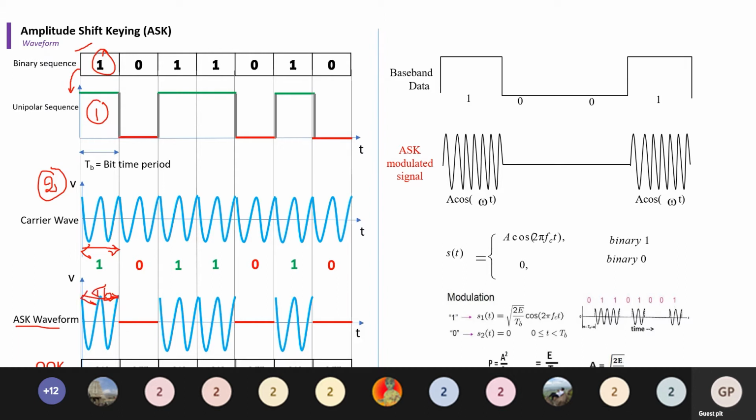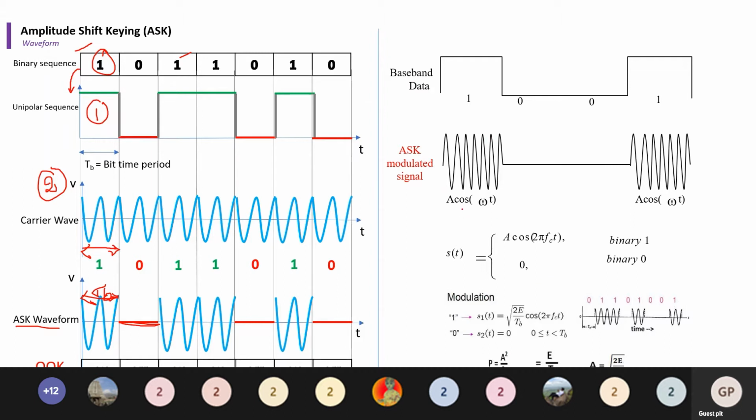Okay, and for logic 0, as you can see in here, there are no pulses. That's why it is called on-off keying. Another name for ASK is OOK, on-off keying. In this manner, for the rest of the bits, we can vary the characteristic of a carrier waveform. So this is called ASK. The binary message signal is also known as the baseband signal.